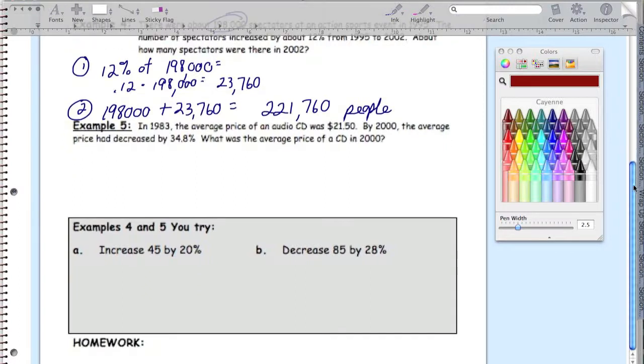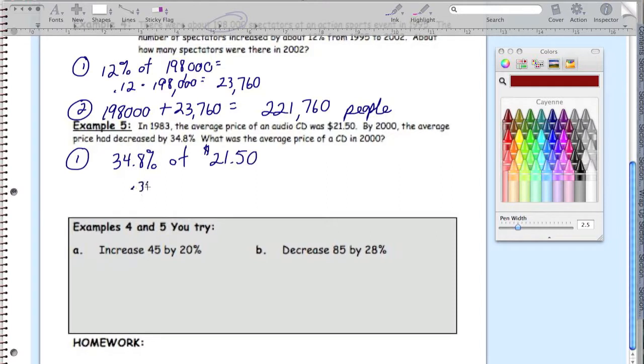Okay? How about example 5? In 1983, the average price of an audio CD was $21.50. By 2000, the average price had decreased by 34.8%. What was the average price of a CD in 2000? So they're giving us a percent of decrease. First thing we need to find out is what is 34.8% of the initial amount, $21.50.